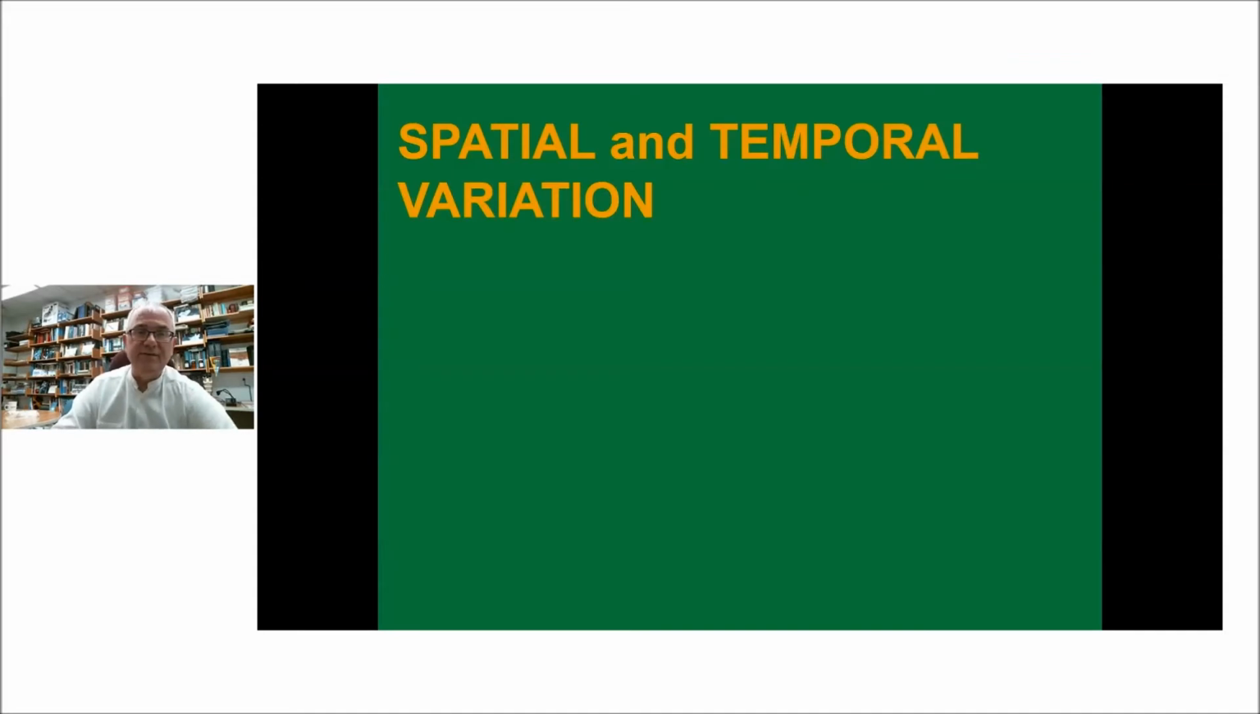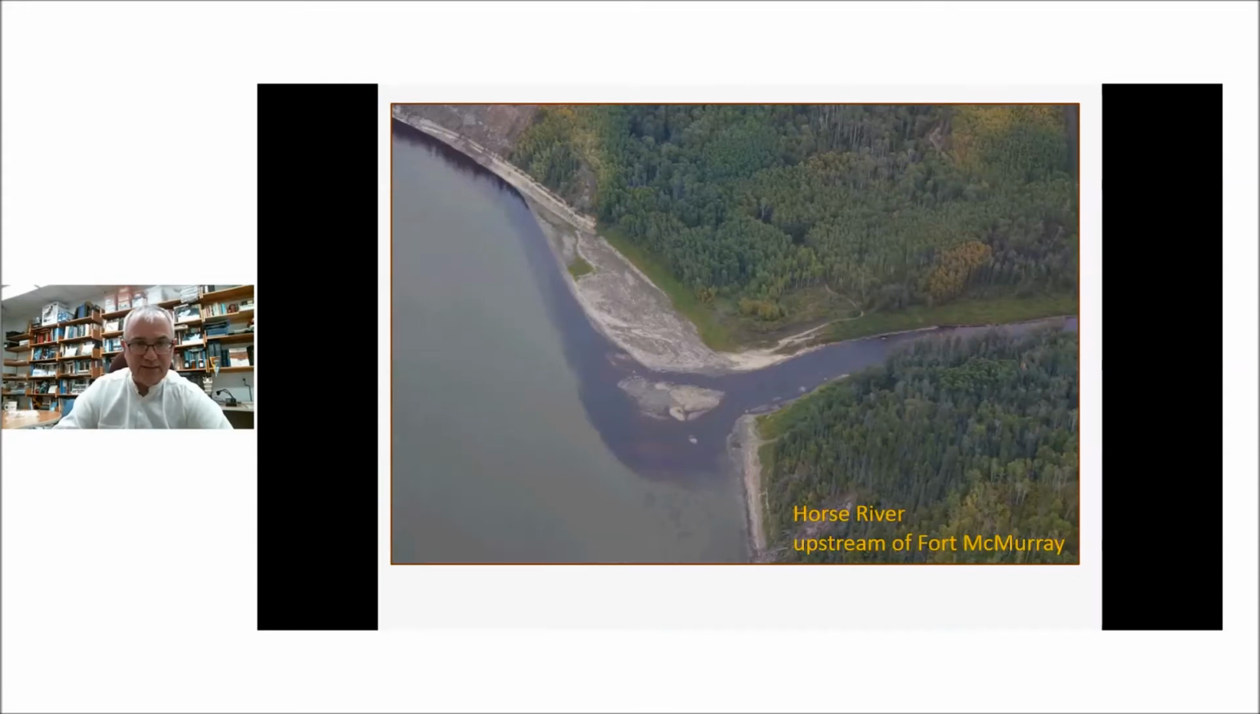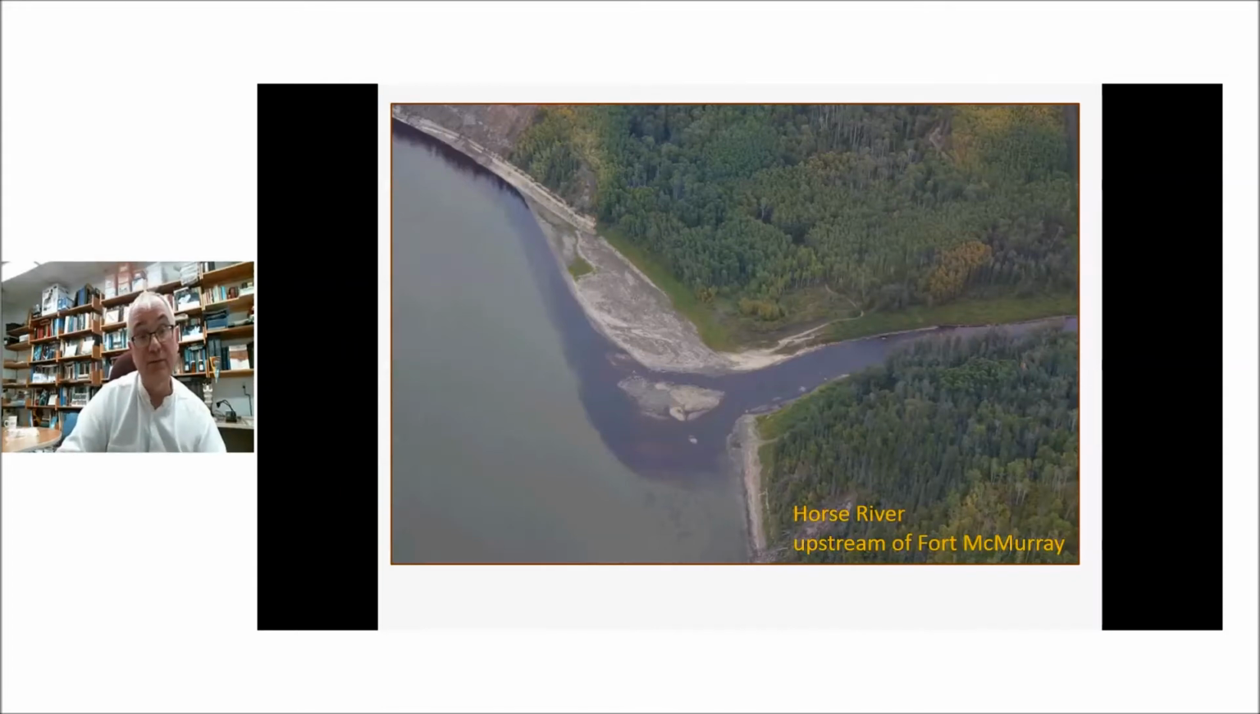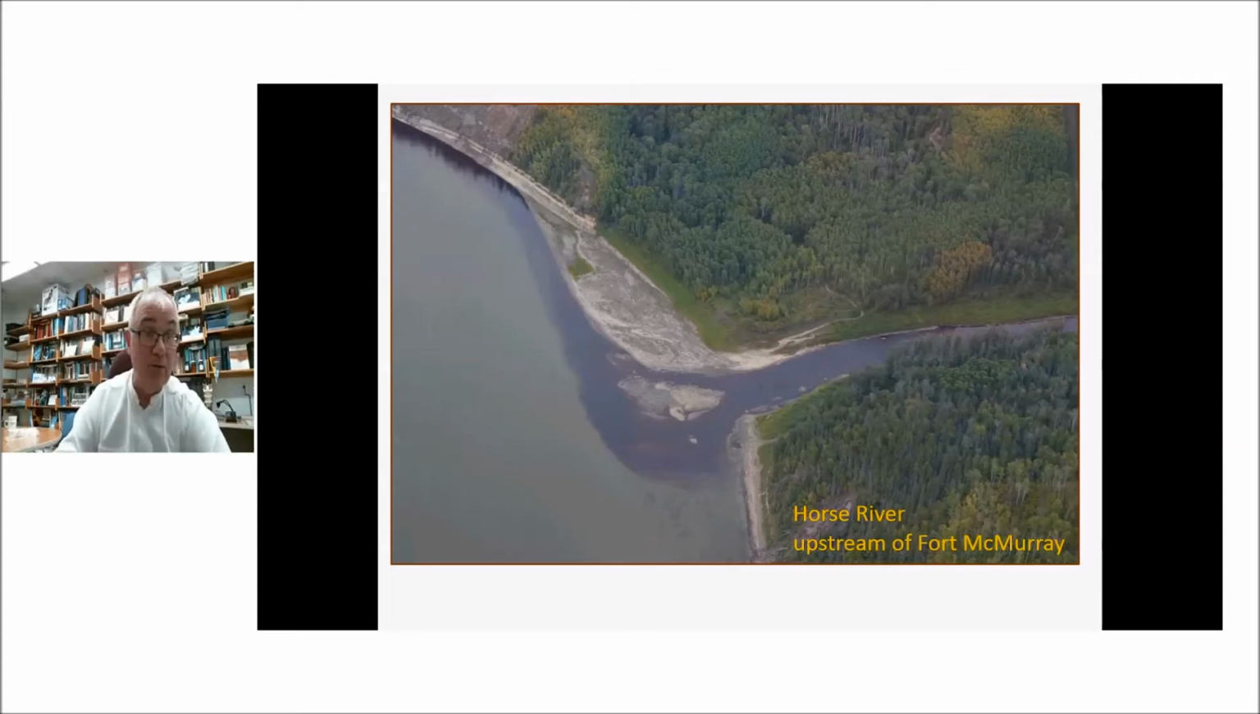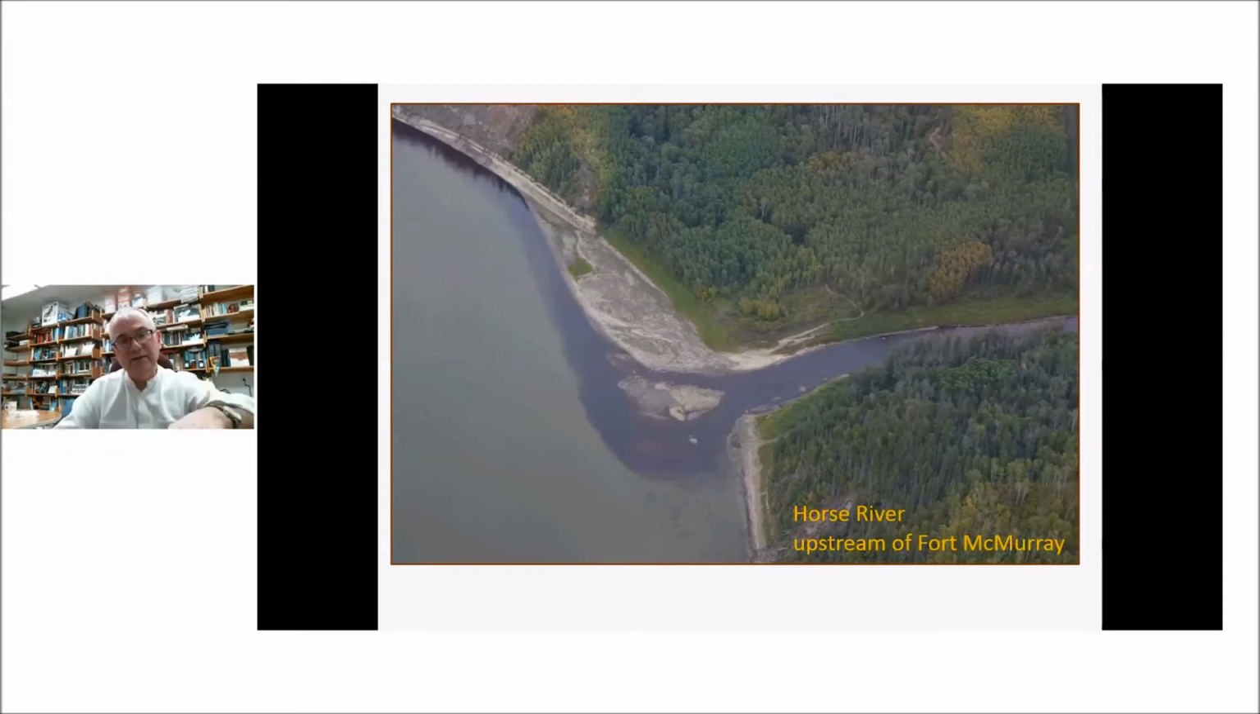One of our goals is to better understand spatial and temporal variation. This is the Horse River where it enters the Athabasca River. This is upstream of Fort McMurray, and you can see the amount of iron and DOC coming into the Athabasca River from the Horse River. We want to know how much this impacts the Athabasca River. So we can see all of that organic matter trailing down the Athabasca River.